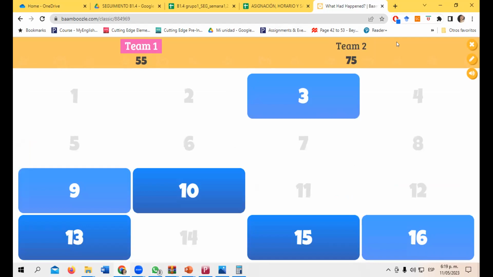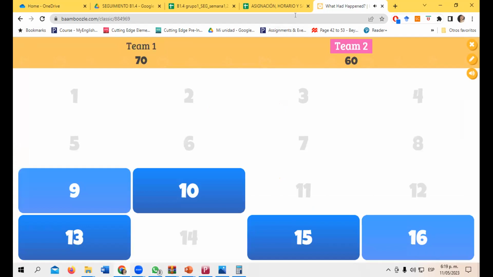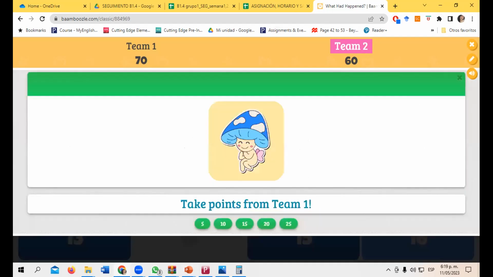3. Okay. You can take points from team number 2. Let's take, no, not 25. Maybe like 15. Let's put it in the middle, 15 points. Okay, team number 2, Lisette. 16, teacher. 16, okay. You can take the points back. So let's take the same 15 points.